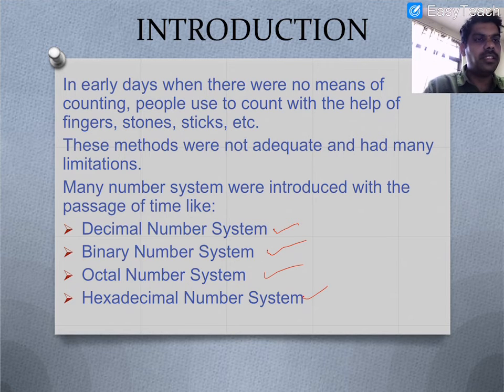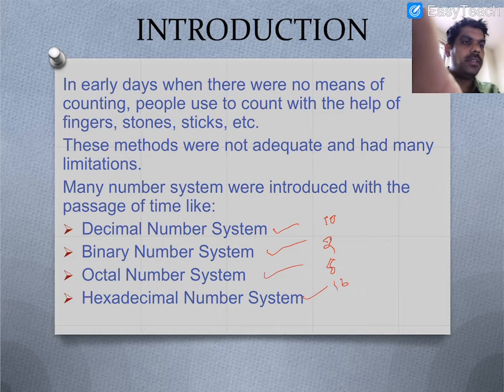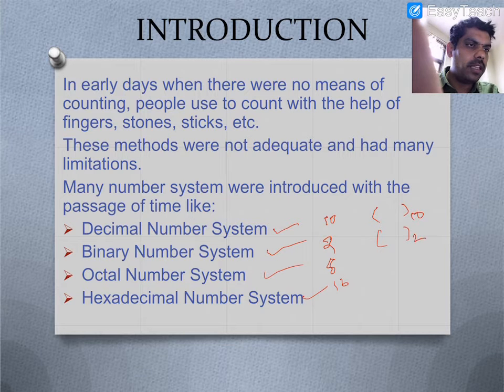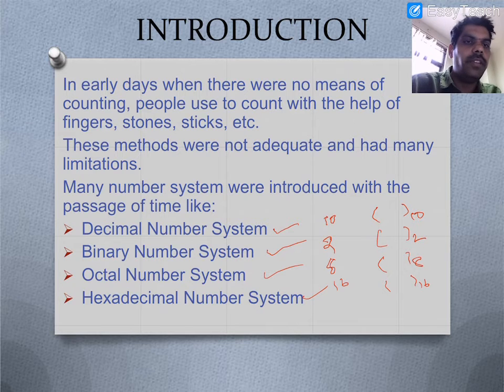Decimal in the sense, these are the tens, and binary numbers are 2, octal 8, hexadecimal 16. Yes or no? So decimal system means here we are going to write any number with 10, binary 2, octal 8, hexadecimal 16. So we are going to deal with 4 different types of numbering systems. So let's see.